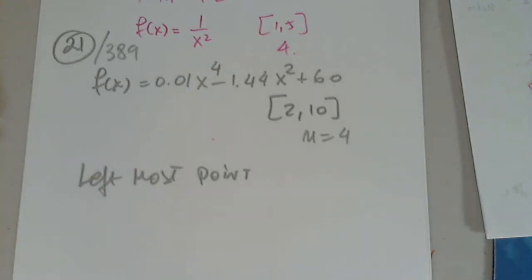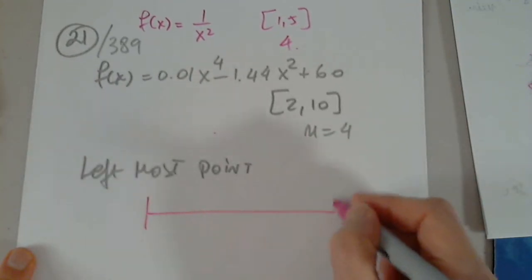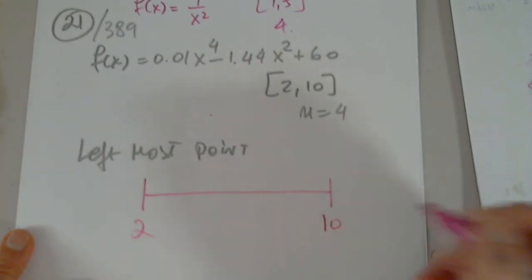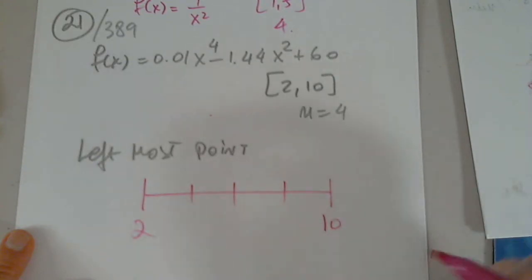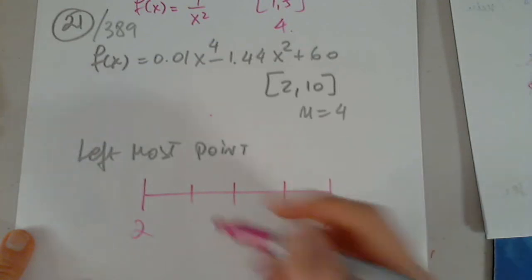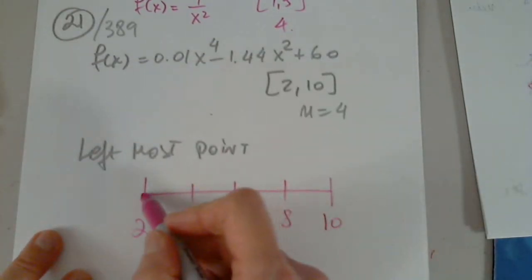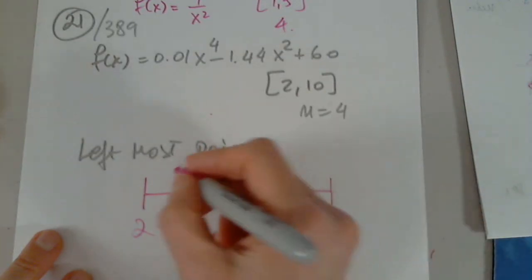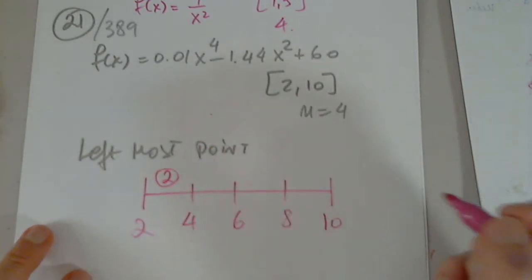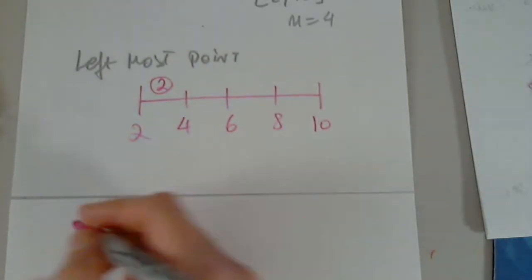We are asked to find the area. In this problem, we have to start with the interval. The interval between 2 and 10, with 4 subintervals, will have 2, 4, 6, 8, 10. Because the width of each interval is the same, the width is 2. And we're asked to find the approximate area using the leftmost point.